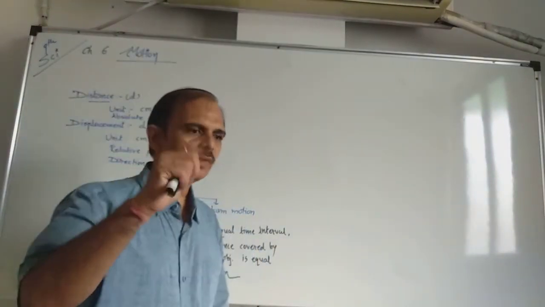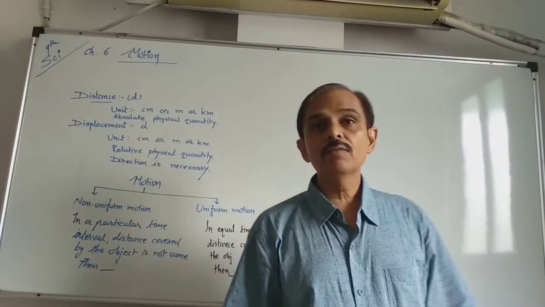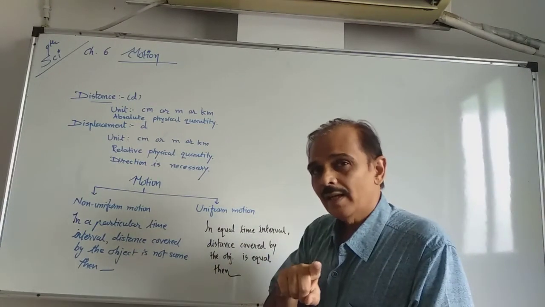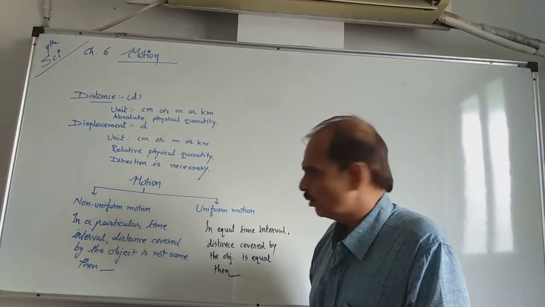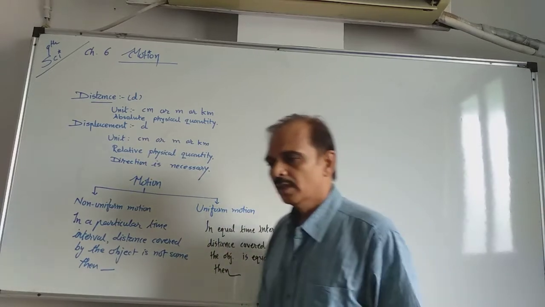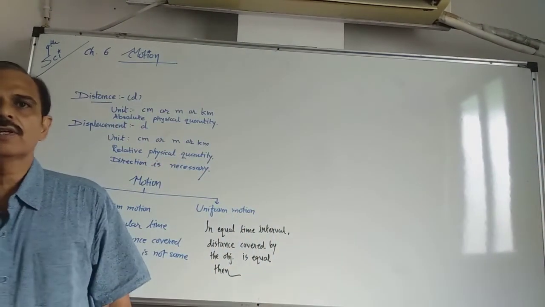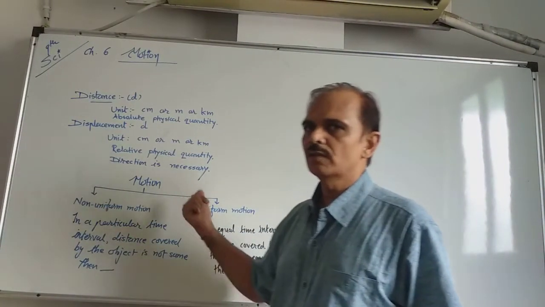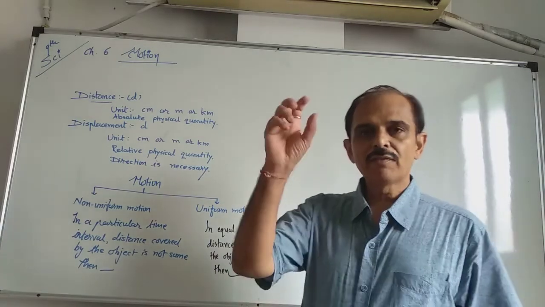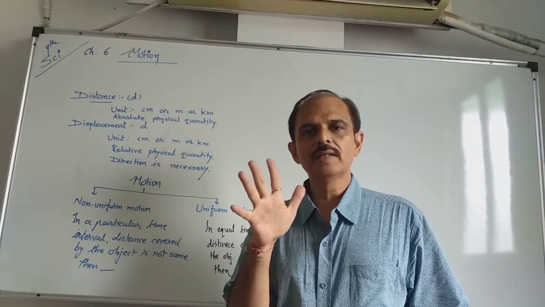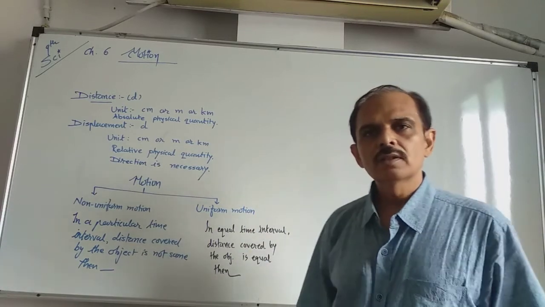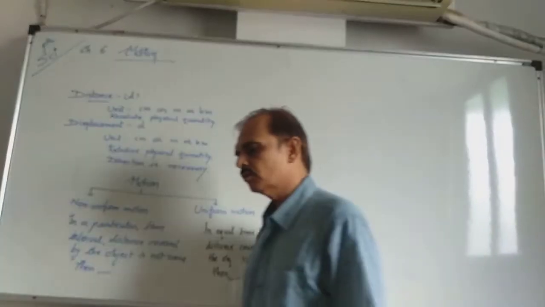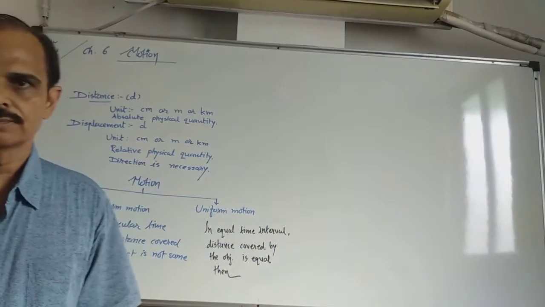Here time interval is only 1 second. After every 1 second, the second hand covers equal distance. So it is the example of uniform motion. In our daily life, in our routine life, we always perform non-uniform motion, not uniform motion. If you fix the fan at 4 speed or 5 speed, then it moves in a particular time interval and the distance covered is also the same, then this motion is also called uniform motion.